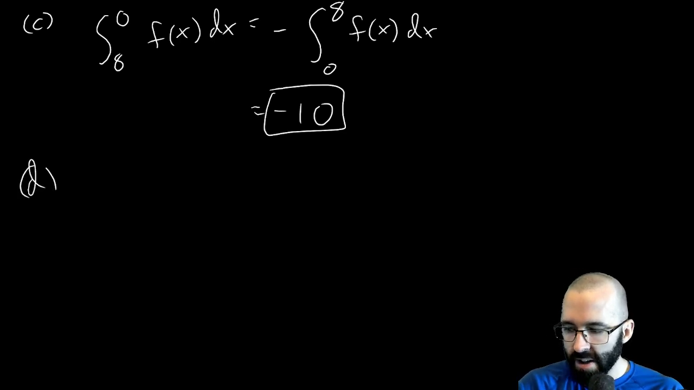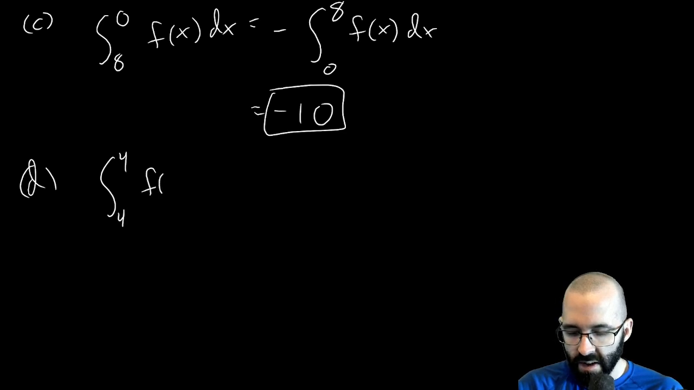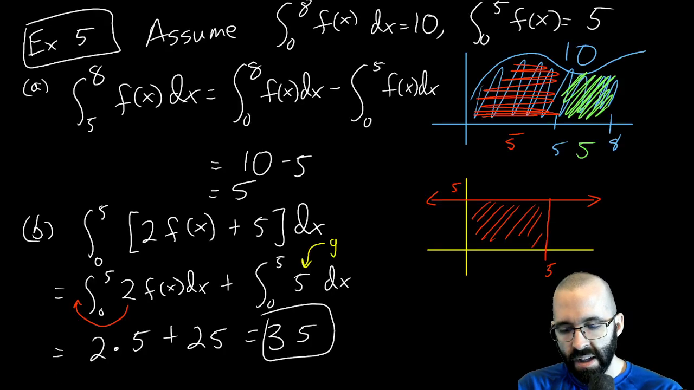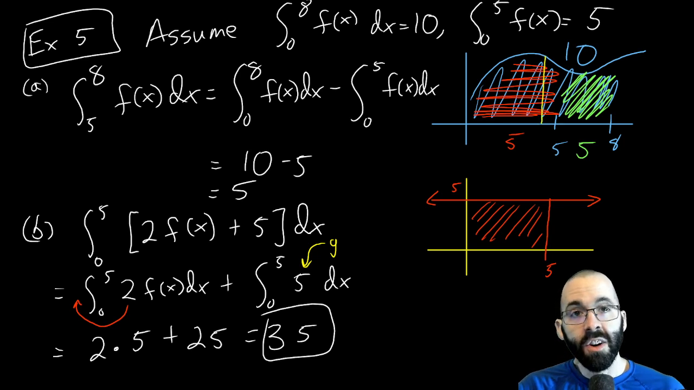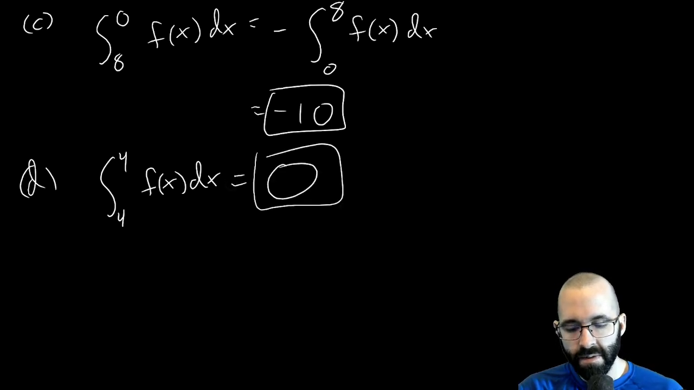Last example of the video. Integral from 4 to 4 of this function. We're looking for the area, this vertical line, from 4 to 4. How much area is there? Nothing. No area. That's our first property that we wrote down at the start of this video.